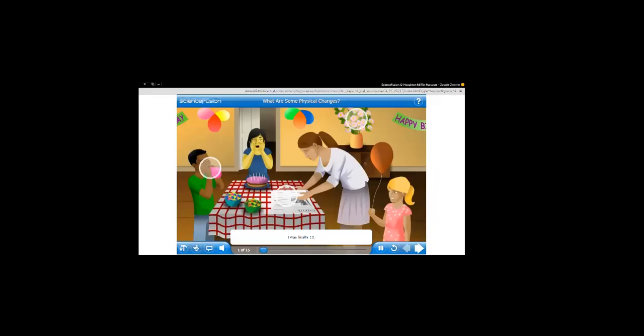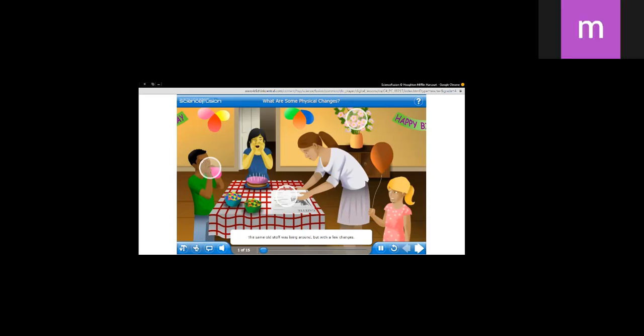Special one. I was finally 10. My age was now double digits. I looked around at the decorations. The same old stuff was lying around, but with a few changes. And those changes seemed really special.